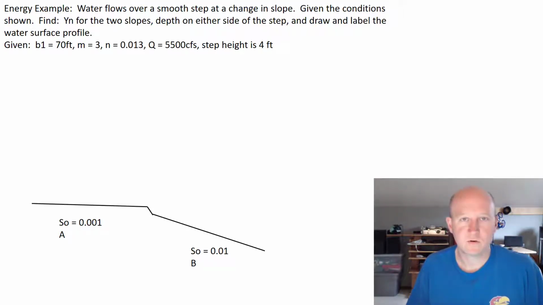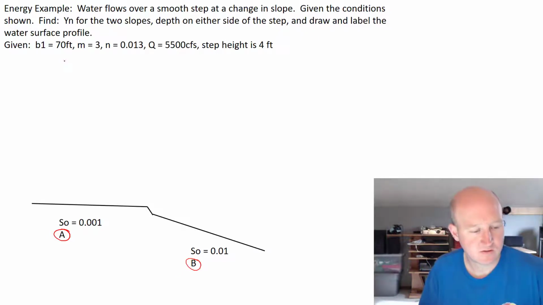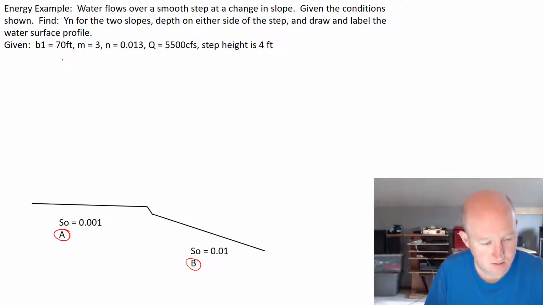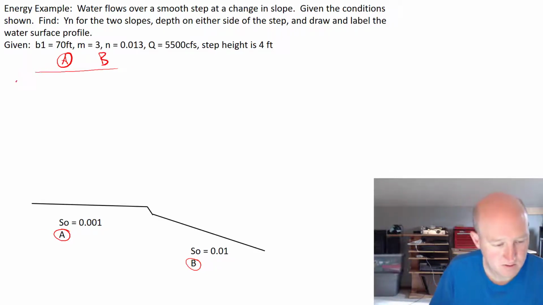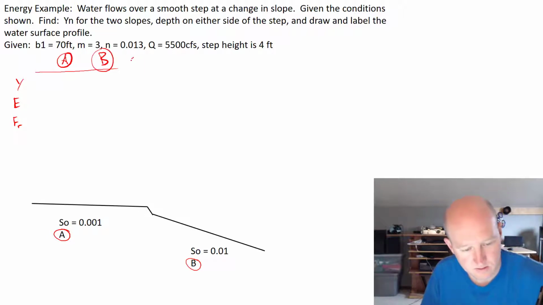The first step is to get normal and critical depth, and so we've got a section A and a section B. We're going to get normal depth on both of those. So let's set up a table, and we're looking for normal depth at A, and we might not need it, but we'll write down the energy, the Froude number, and then also at critical.